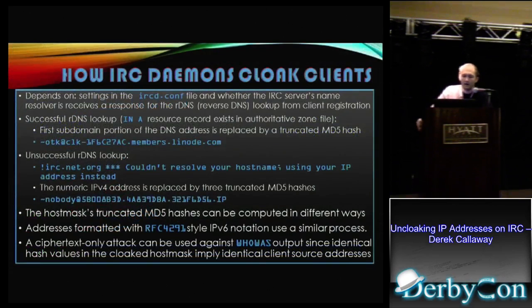Okay, this is how addresses get cloaked. If there's a successful reverse lookup, then you'll get the DNS hostname and you'll get the cloak at the beginning. So this one at the top here, that's the Linode address. That first part is the cloak and the rest is the address, obviously. But what may not be so obvious is the second part here. That's a numeric IP address that's been cloaked.